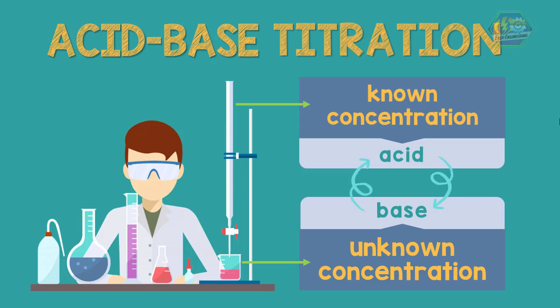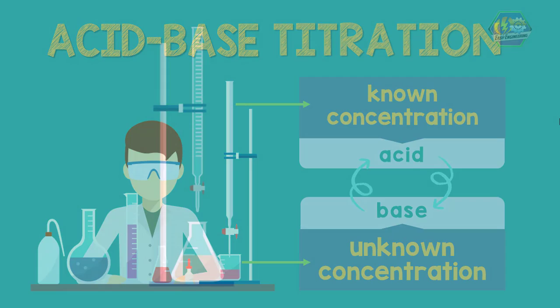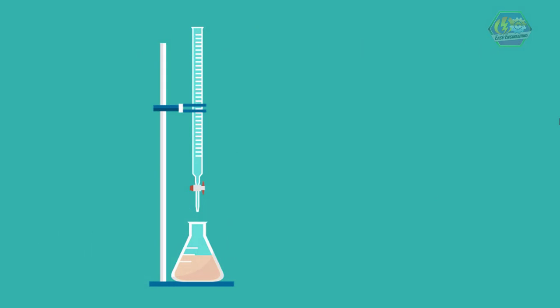So titration is done just like this. Suppose you have a known concentration of sodium hydroxide and you want to determine the unknown concentration of HCl, so you do titration. You put the HCl solution of volume 50 ml in an Erlenmeyer flask and you fill the burette with sodium hydroxide solution up to the 0 mark.